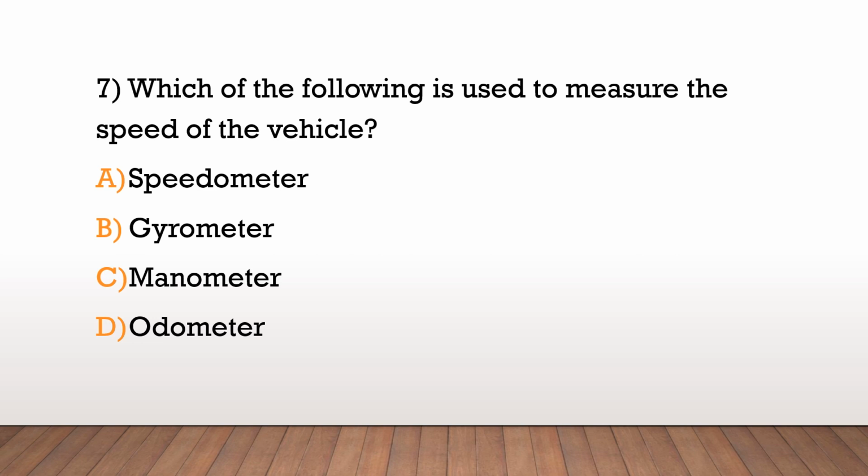The seventh question is which of the following is used to measure the speed of the vehicle? A. Speedometer, B. Gyrometer, C. Manometer, or D. Odometer. The correct answer is option A. Speedometer. Speed of a vehicle is measured by speedometer. Manometer is used to measure the pressure of any gases. Odometer is used to measure the distance traveled by a vehicle. And gyrometer is used to measure the acceleration or the velocity of any object.